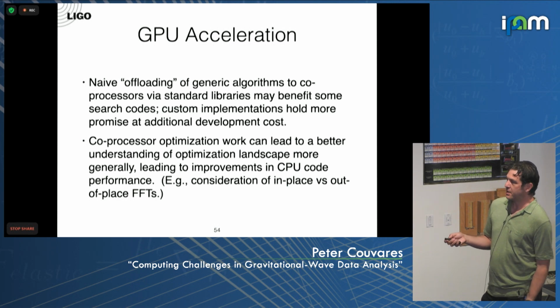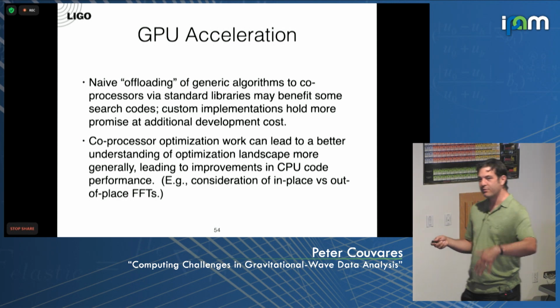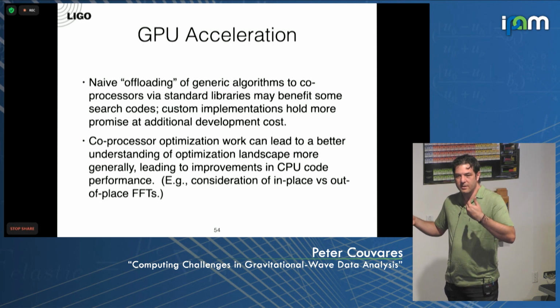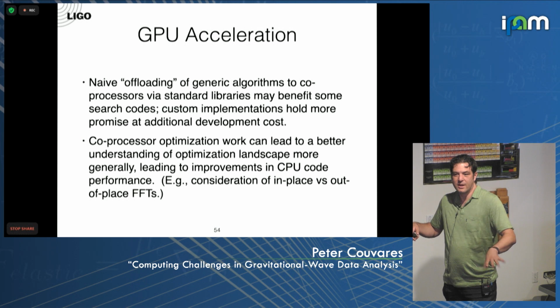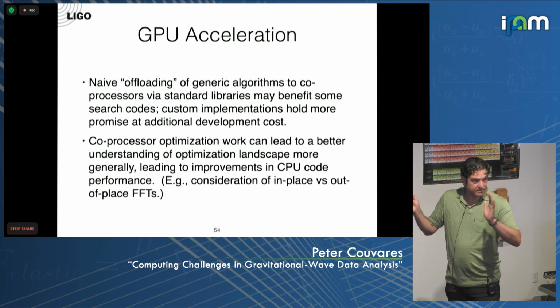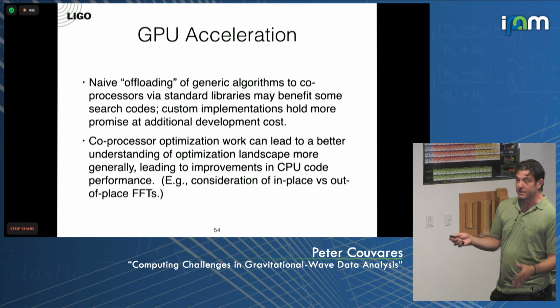GPU acceleration is tricky because there are sort of 3 levels of optimization you can do. There's naive offloading, which is the easiest thing. You can just use a numerical library that knows how to run on the GPU, and you often get a 1.5, 2x speed up. Great. That's sometimes what you ought to do.